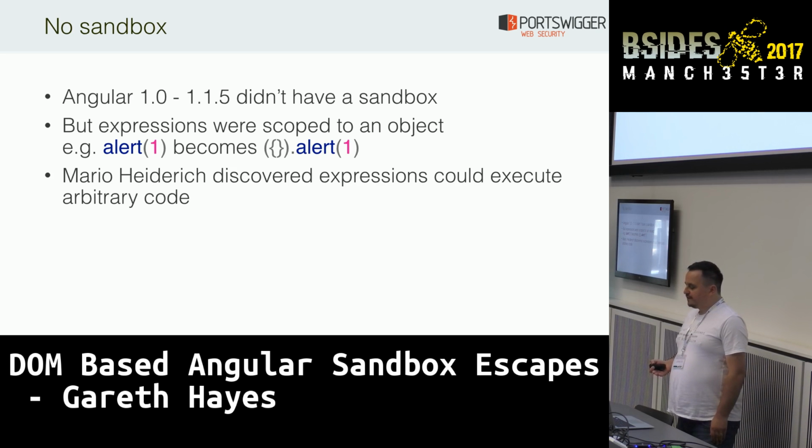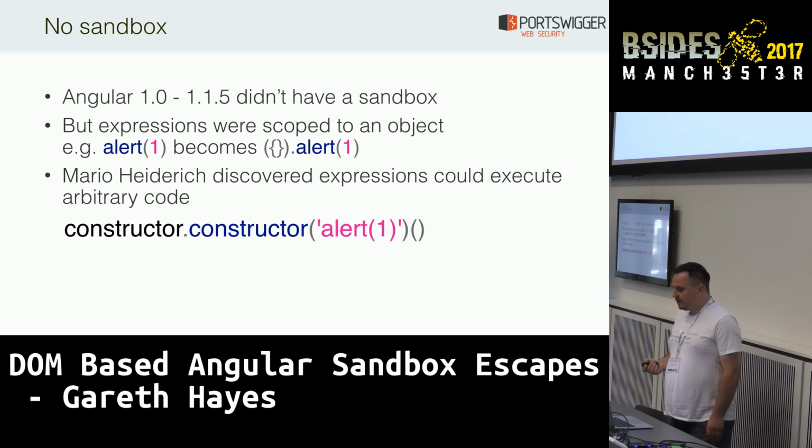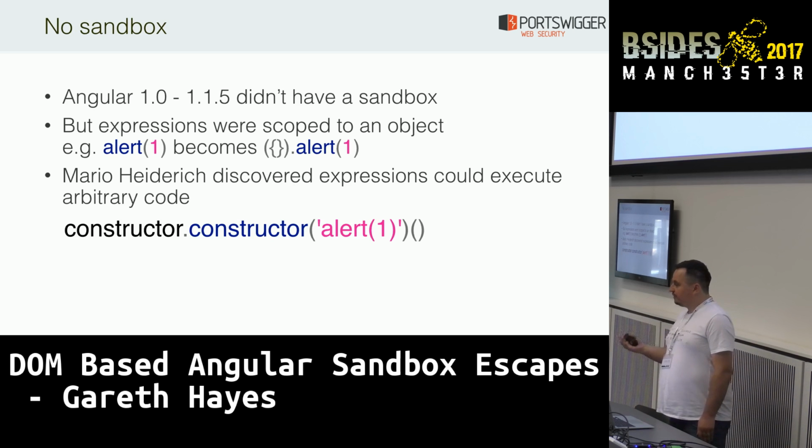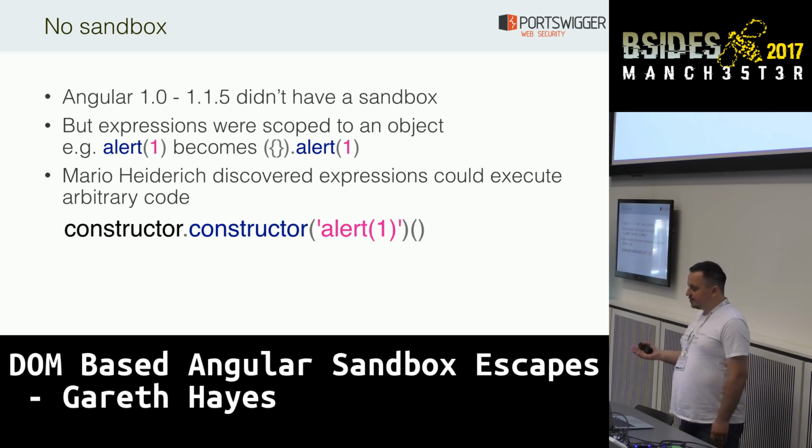Mario discovered that you can get around this restriction and he could execute arbitrary code using expressions. And he did that using the constructor function. So here, constructor refers to the scope object constructor. And the scope object constructor is the object constructor. And the constructor of the object constructor is the function constructor. And the function constructor allows you to generate code and execute arbitrary code. So this will generate a function. You can then call that function, and then that will execute alert 1.